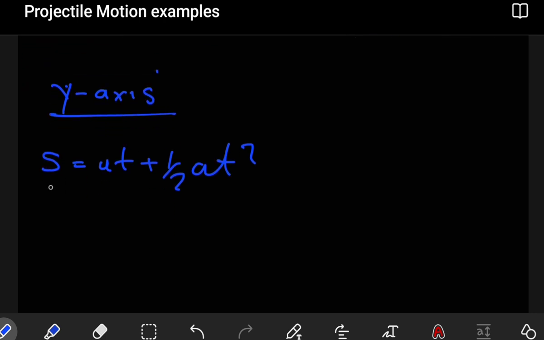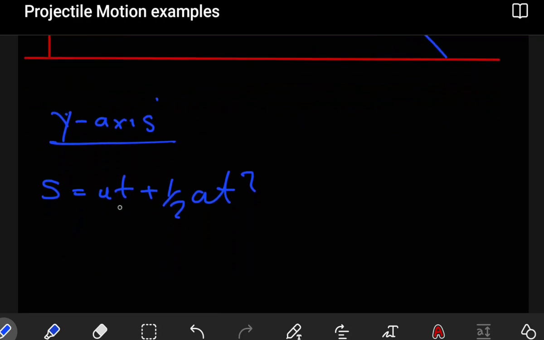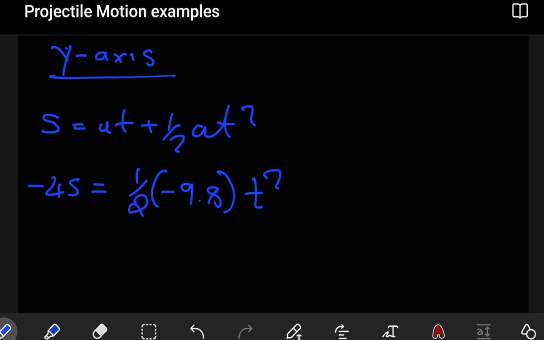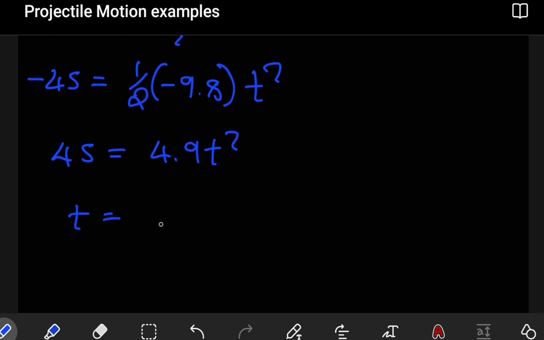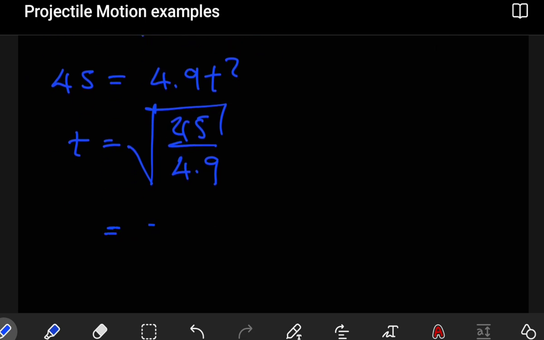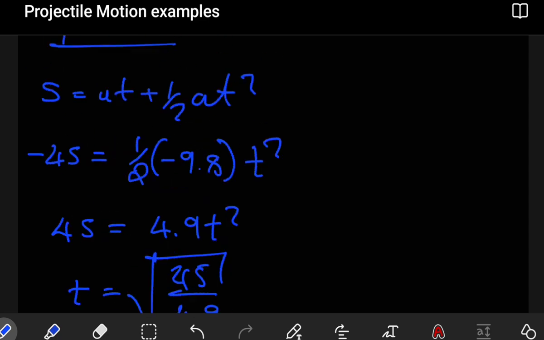So I hope you guys are able to do this on your own. The displacement is a downward 45 meters. So I'll say negative here. And then this is equals to the initial in the y-axis, that's a 0. So all this will be 0. So we only have half here, minus 9.8. And then we have the t squared here. Like before, the negative will cancel. So that we have 45 equals to 4.9, and then the t squared here. So that the t will be equals to the square root of 45 over 4.9. And if we evaluate this, we get 3.03 seconds. Okay, so this is the first part, it's done.